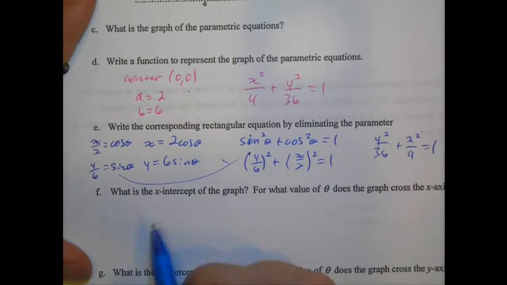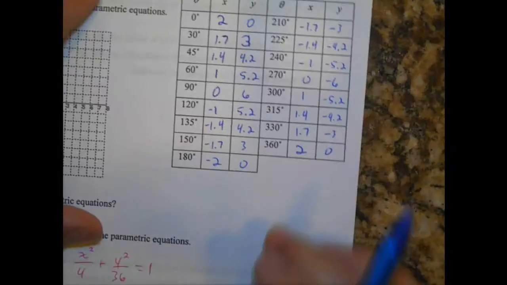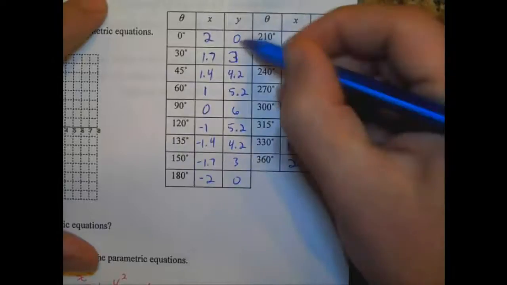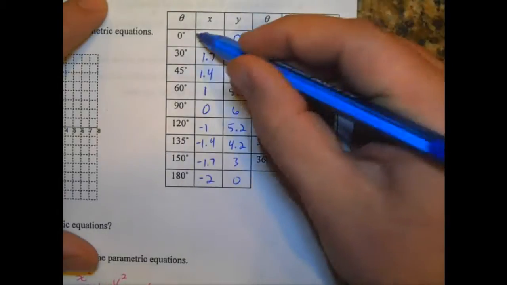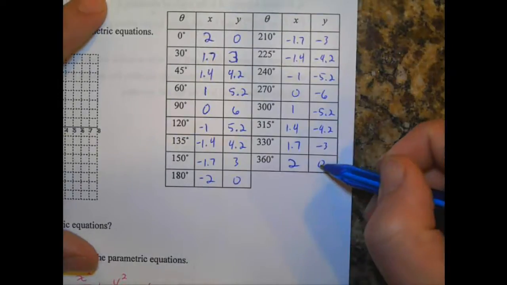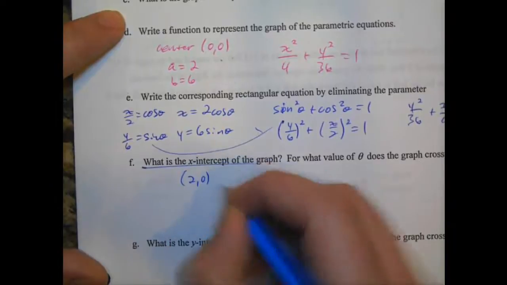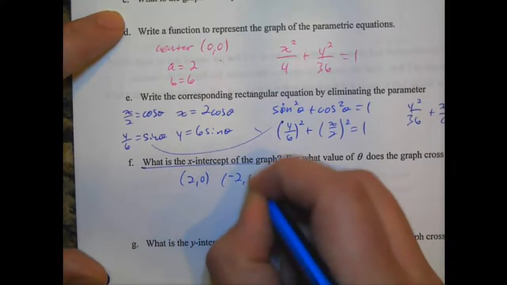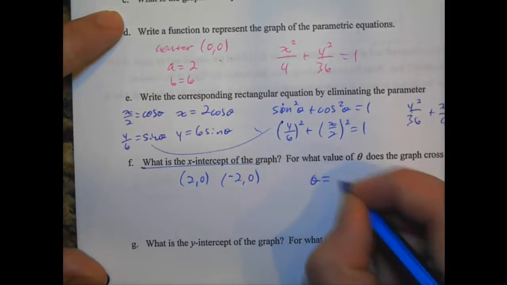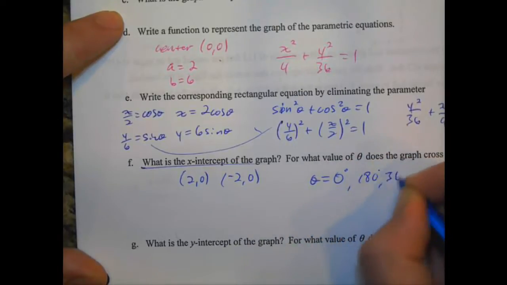All right, what is the x-intercept of the graph? The x-intercept is when y is 0. If we look at our tables, y is 0 right here when theta is 0 degrees. I also have y is 0 when it's 180, and when I make a full circle of 360 degrees. So my x-intercepts are (2, 0) and (negative 2, 0). They happen when theta is 0 degrees, 180 degrees, and again at 360 degrees, as it should.